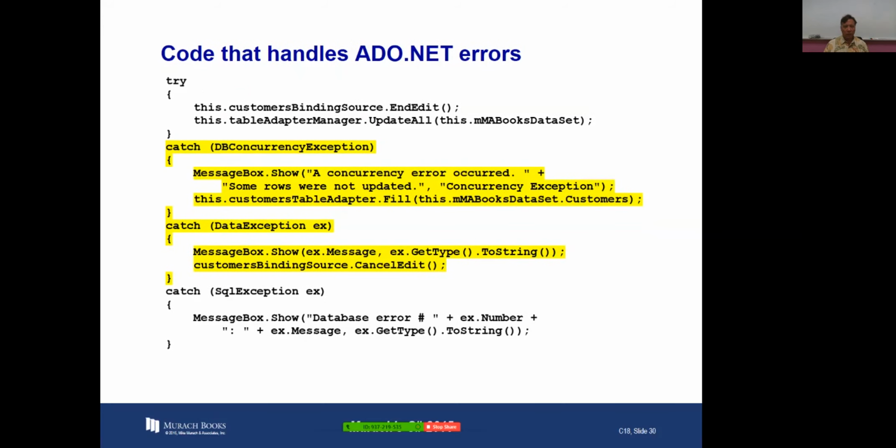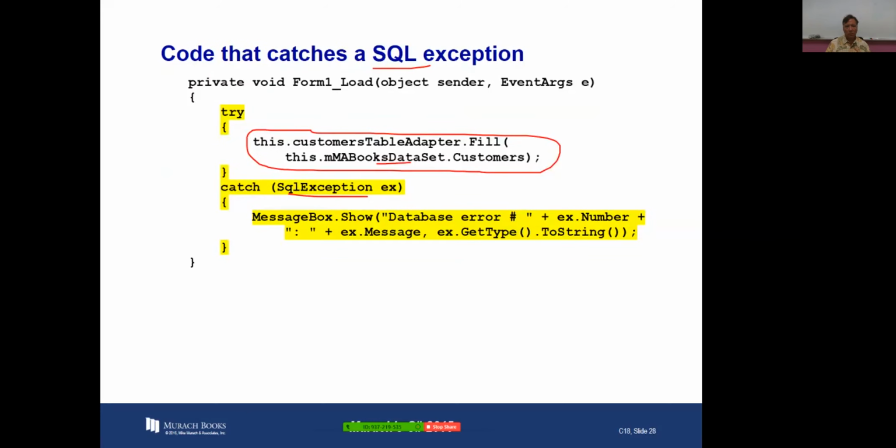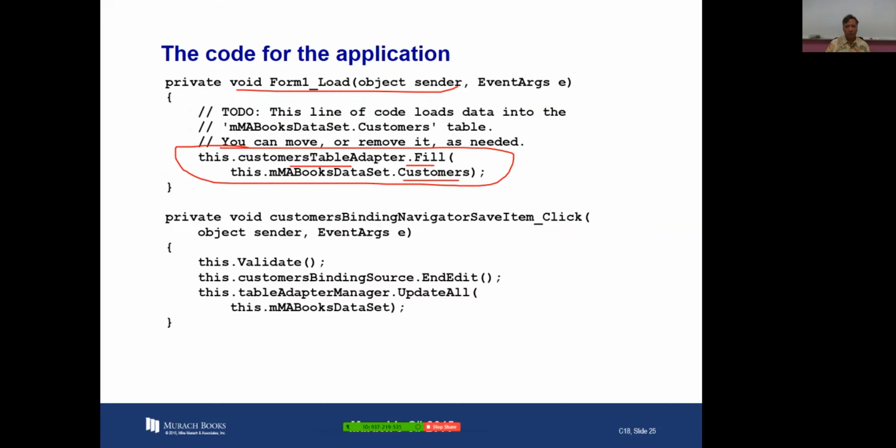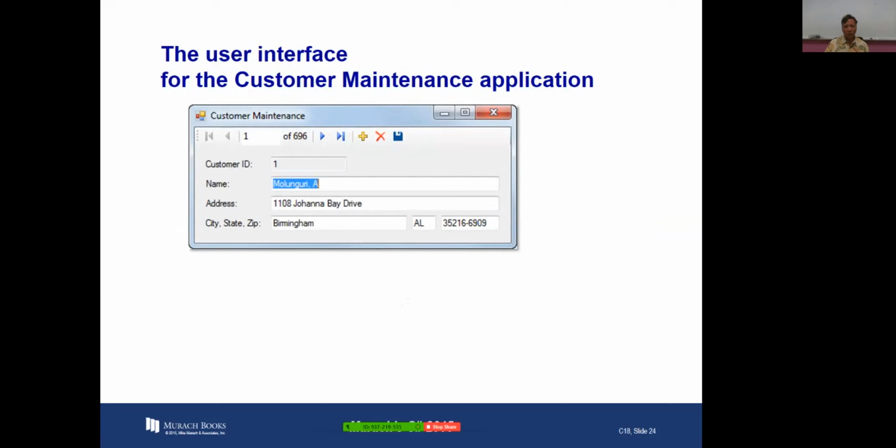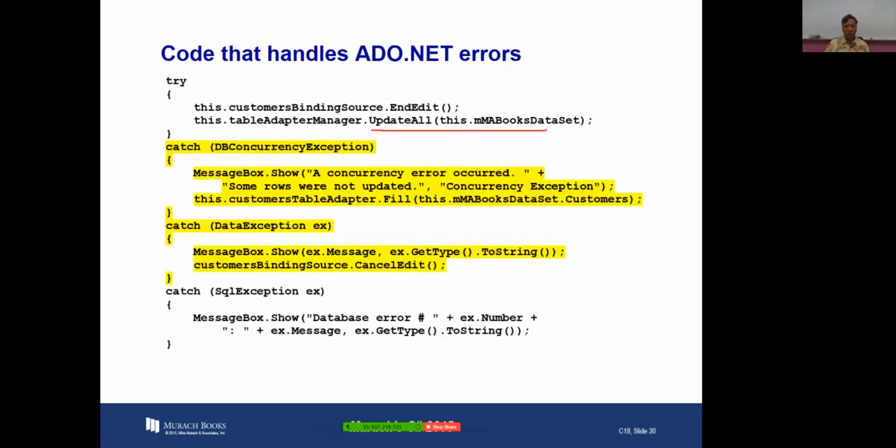We want to add this for database concurrency exception. If we see here, we're doing this update all. Okay, so it's this here. And what we're doing is writing the data back from our data set back to the database itself. And so there's going to be this concurrency checking stuff.